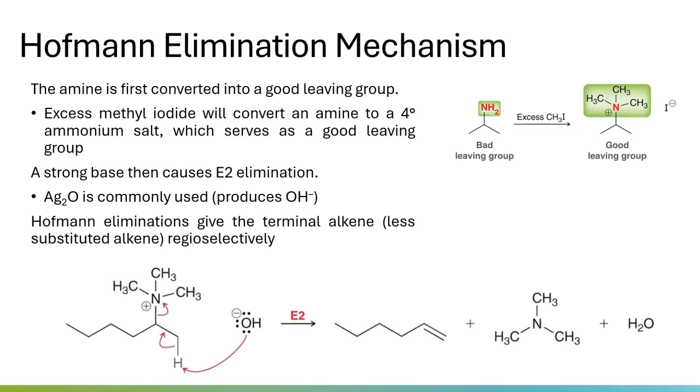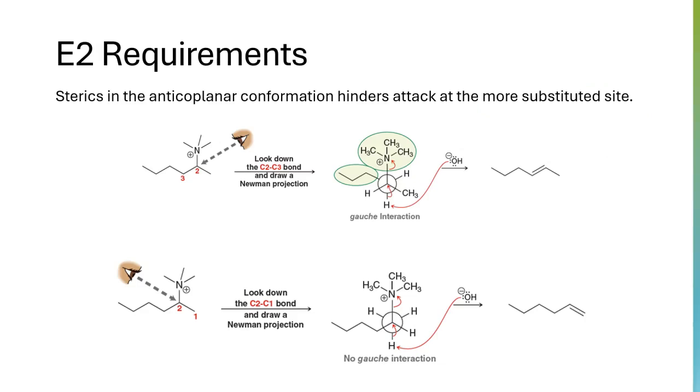For example, here we have the formation of the good leaving group already in place. The base abstracts H+. As the sigma bond breaks and forms a lone pair, the leaving group leaves, resulting in the Hofmann elimination product. E2 requirements: sterics in the anti-coplanar conformation hinder attack at the more substituted site.